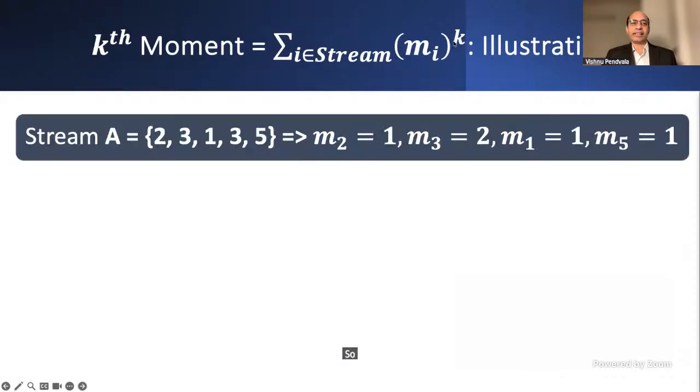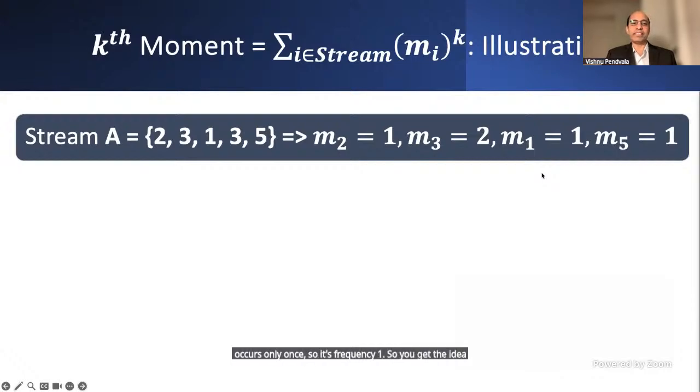So let us take an example. The stream is 2, 3, 1, 3, 5. What is the frequency of the element 2? The first element is 2. What is the frequency of the element 2 in the stream? It occurs only once, so the frequency is 1. What is the frequency of 3? It occurs twice, so the frequency is 2. Number 1 occurs only once, so its frequency is one. So you get the idea.